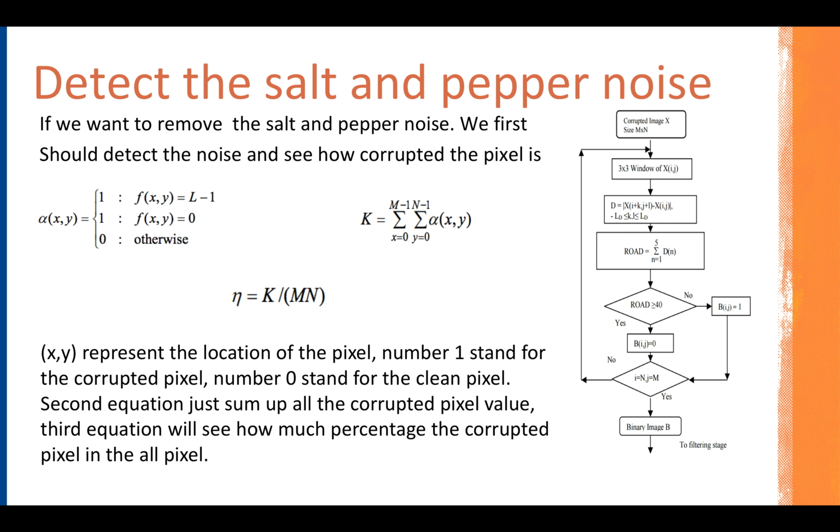To detect the salt-pepper noise, if we want to remove it, we first should detect the noise and see how corrupted the pixel is. Here we have 3 equations, and here is a flow picture to show us details about every process we will go through. And x, y represent the location of the pixel. Number 1 stands for the corrupt pixel. Number 0 stands for the clean pixel. The second equation sums up all the corrupt pixel values. And with the third equation, we will see what percentage the corrupt pixels are of all pixel values.